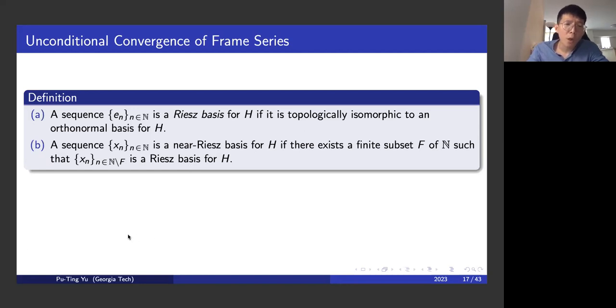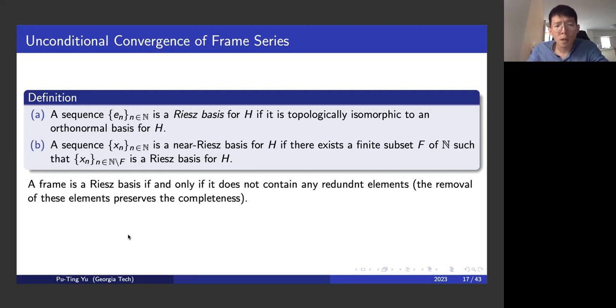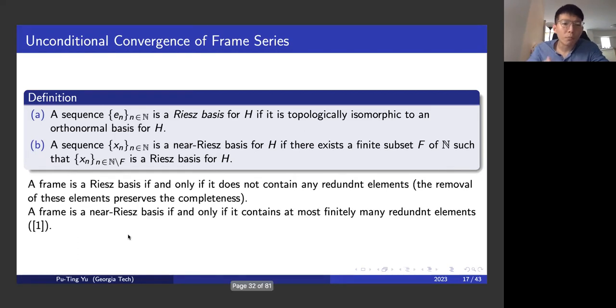So let me point out some relations between frames and Riesz bases and near-Riesz bases. A frame is a Riesz basis if and only if it does not contain any redundant elements. And what we mean by a redundant element is that the removal of this element still preserves the completeness of the frame. So a frame is a near-Riesz basis if and only if it contains at most finitely many redundant elements. So that's the relation between frames and Riesz bases and near-Riesz bases. Okay, so now I believe we are ready to present our main result.